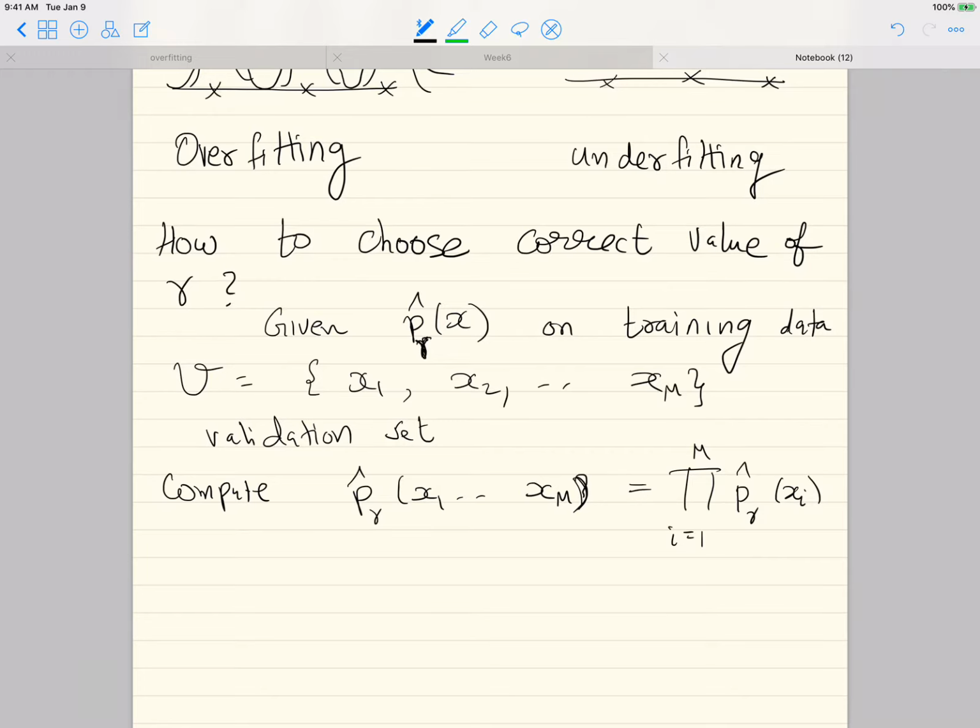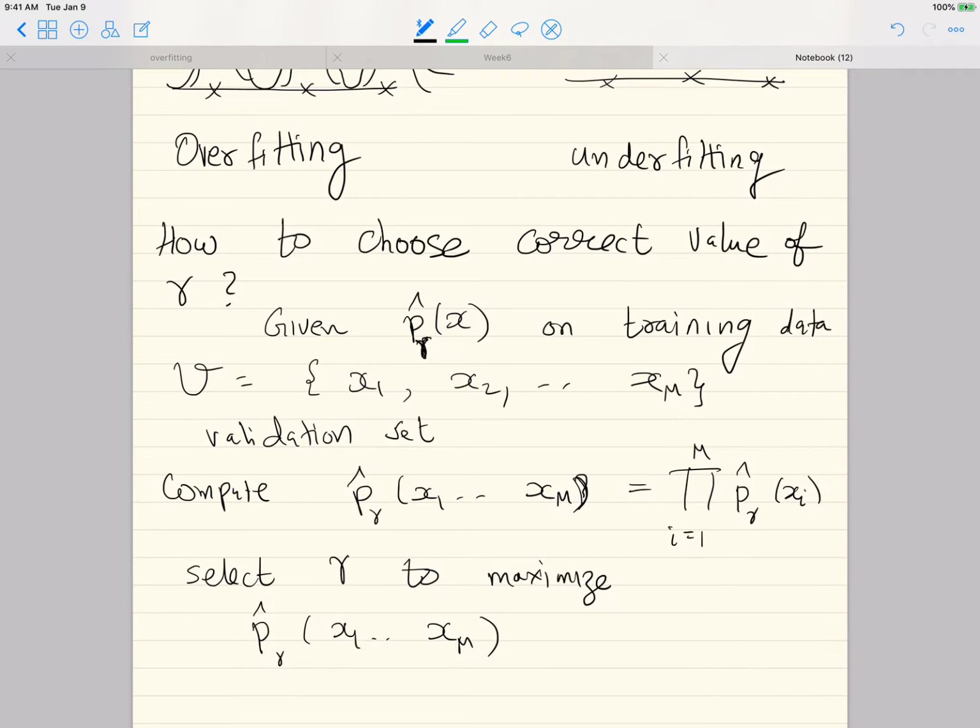Okay? So these points were not used in training. The rest of the data set was used in training. That's how this function was computed. For each value of r, you can compute this. Right? And then you select r to maximize p hat r of x1 to xm.